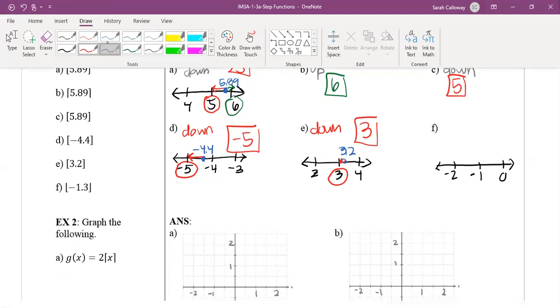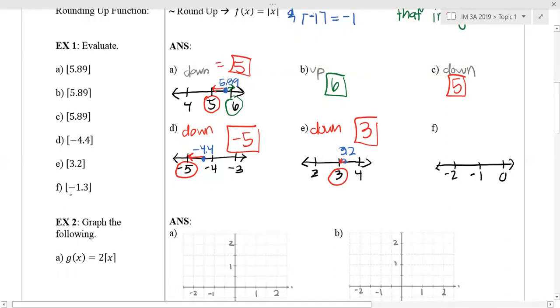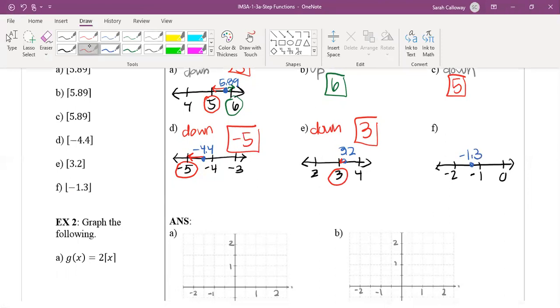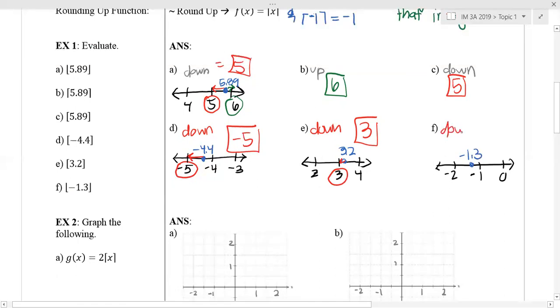And then finally, for part F, we're asked to round -1.3 down. So -1.3 is about here. Again, the brackets tell us to round that number down, which means to the left. So that's going to give us an answer of -2. Okay, so that's looking at the greatest integer function and the rounding up function.